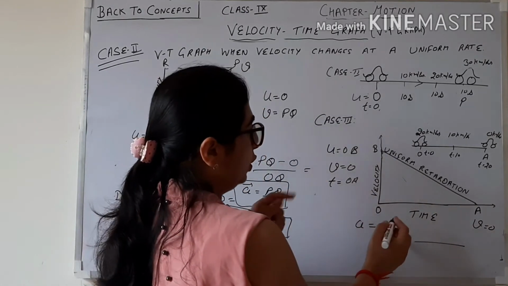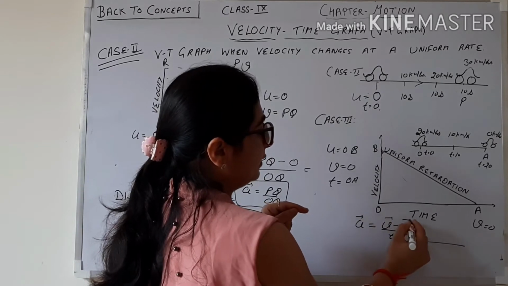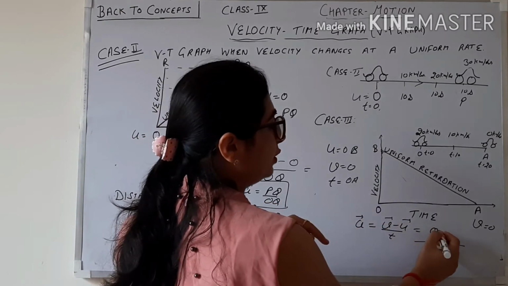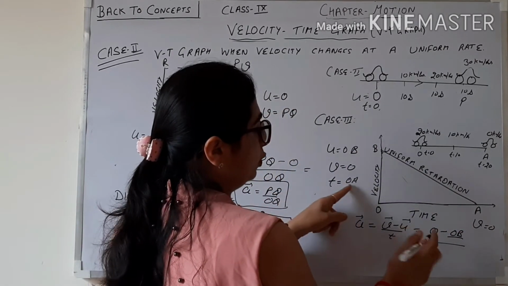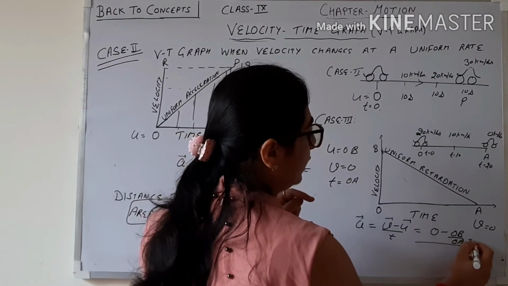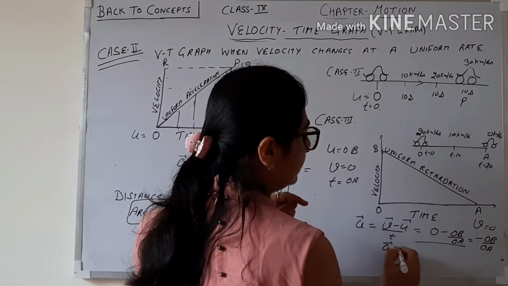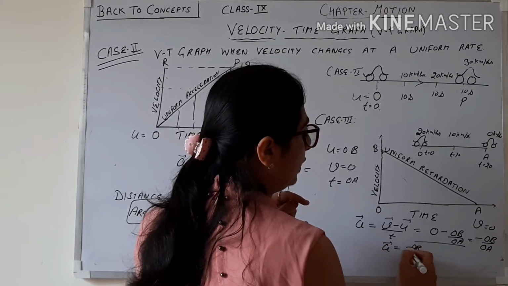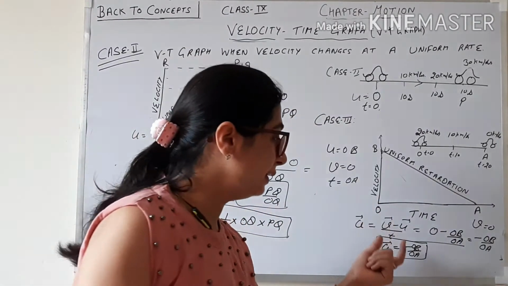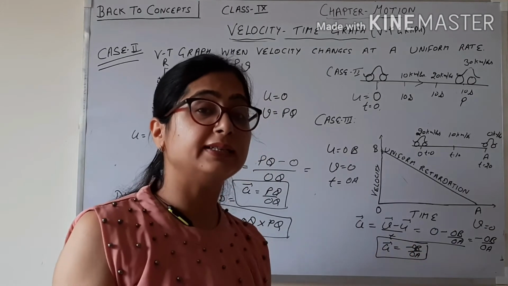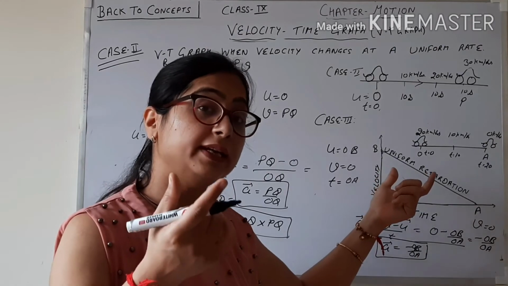Acceleration is equal to V minus U upon T, and what is the value of this? V is equal to 0 minus U is equal to OB upon time taken, that is equal to OA, or we can say that minus OB upon OA. So here acceleration is equal to minus OB upon OA, because it is a minus, and we know that negative sign means retardation. And what is the distance traveled by a body? That is equal to area under the curve.